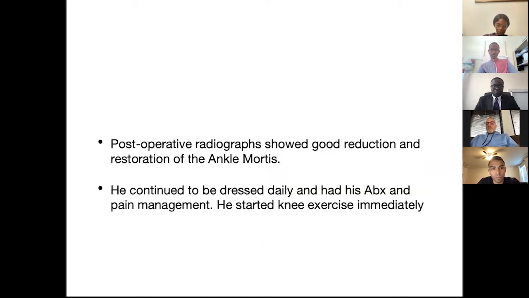Next slide. Postoperatively, it showed that we had a good reduction. At least there was no dislocation, so we were happy. We decided to continue him on dressing, limb elevation in the ward, antibiotics, and also pain management. He was a good patient, so we started knee exercises immediately, and it went well. Next slide, please.